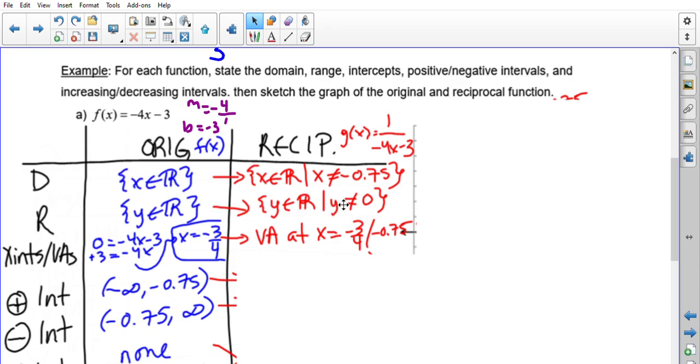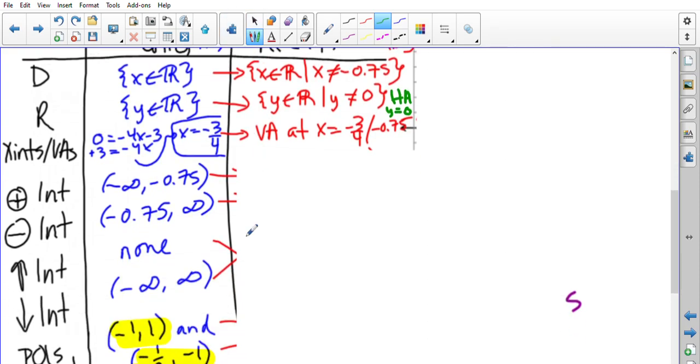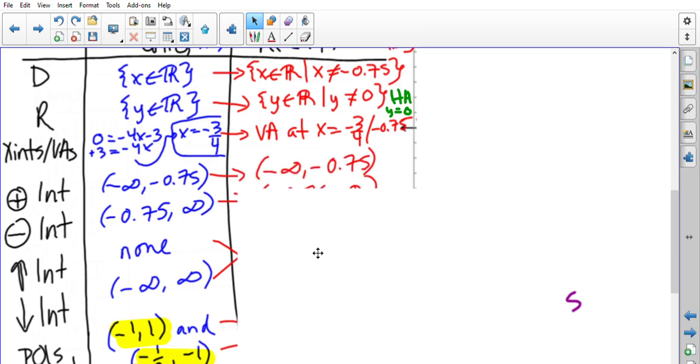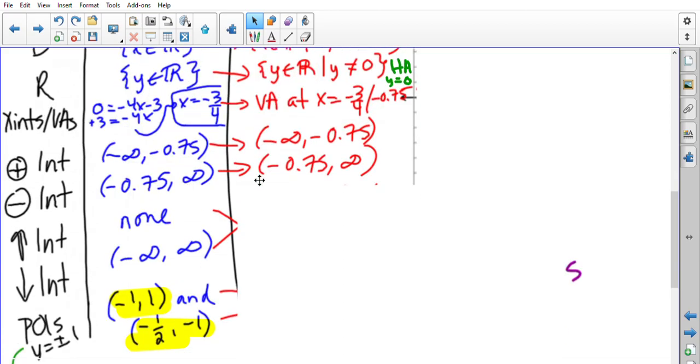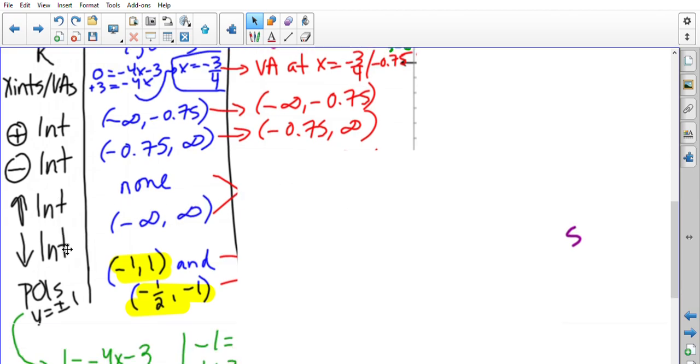For the range, notice that I said y cannot equal 0. And the reason for that is because we know that these all have horizontal asymptotes at y equals 0. We know that the positive and negative intervals should be the same for both graphs. So I just transferred those same things over. So whatever is there, put it here. Now remember, for increasing and decreasing intervals, these two should swap.